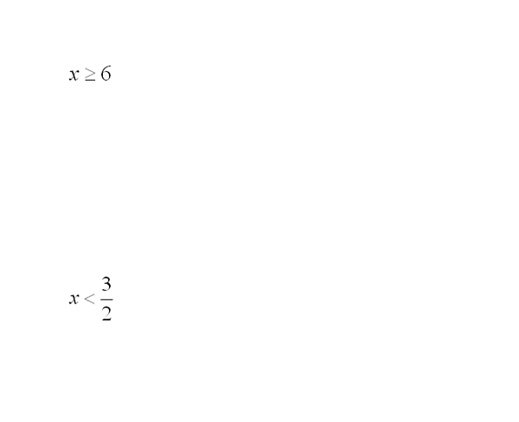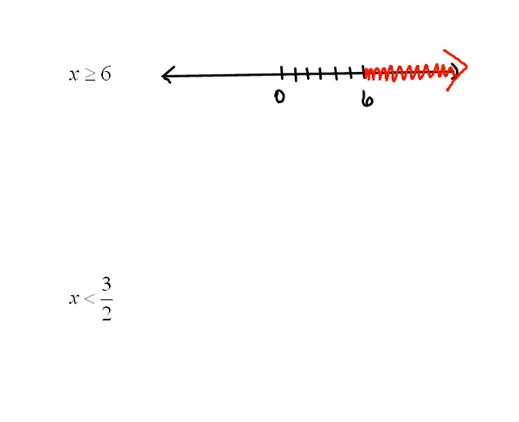In the next problem it says x is greater than or equal to 6. So let's draw that out on a number line. Here's my 0 for reference. 1, 2, 3, 4, 5, 6 would be right here. So all of the things that are greater than or equal to 6 would be to the right of 6, going out forever. Because we have equality here, that 6 is an included endpoint, so I have to use a bracket.